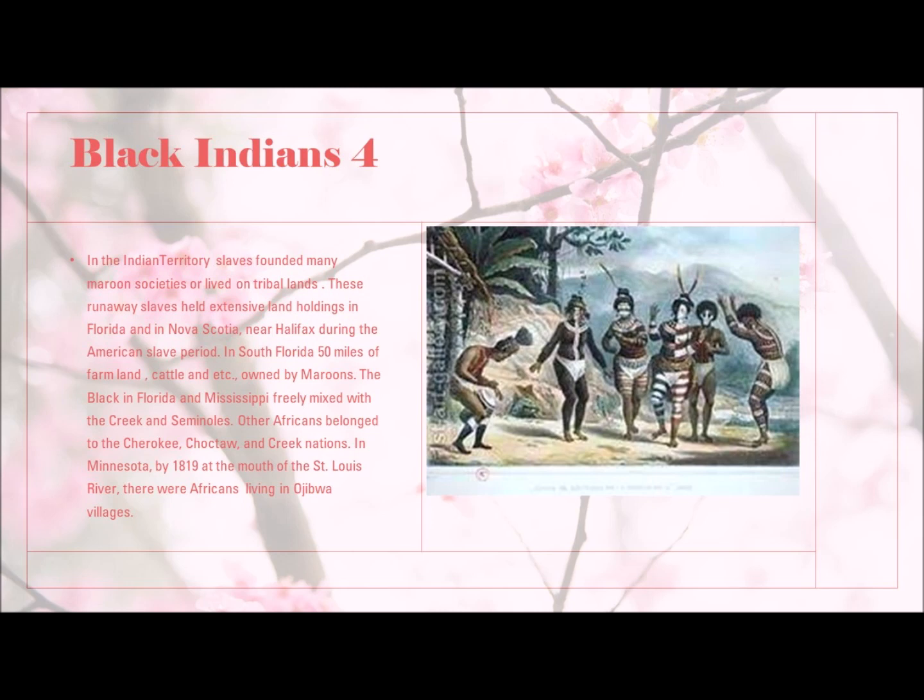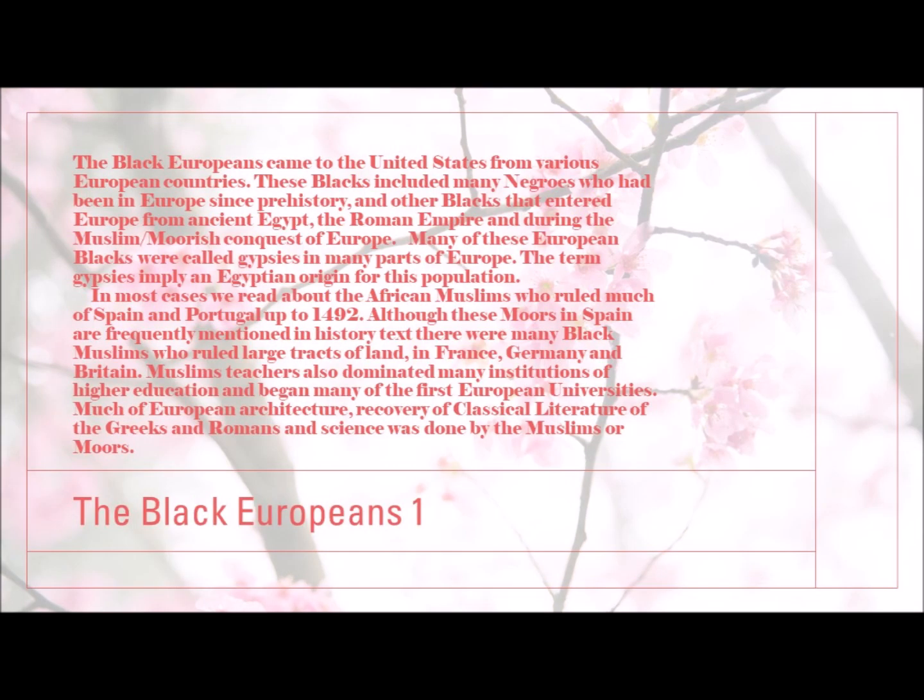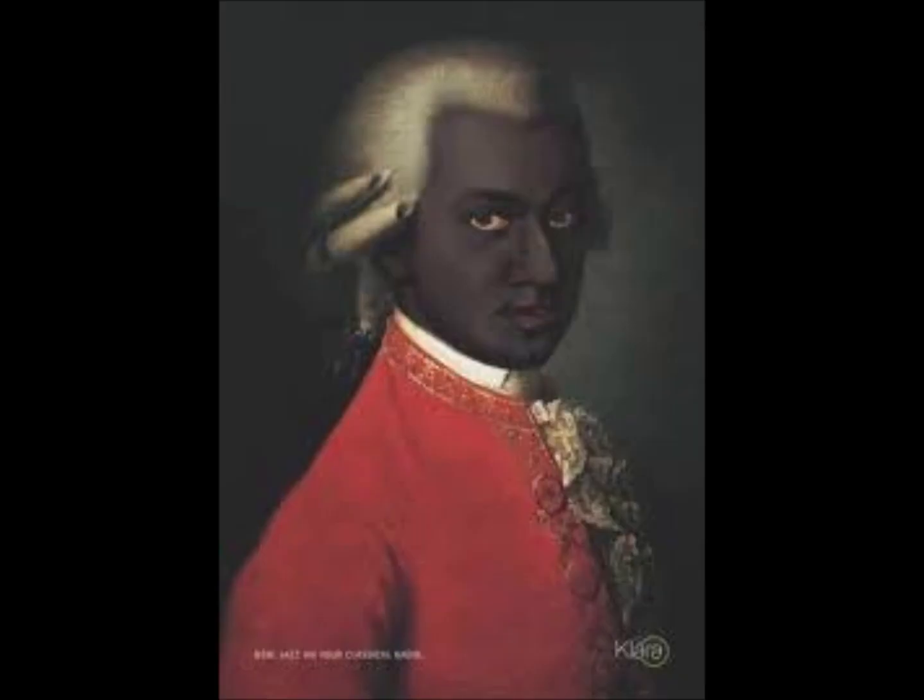These Africans, because they were black, as many of the black Native Americans, they were welcomed into the tribes because these tribes were B1, black first. The black Europeans came to the United States from various European countries. These blacks include the many Negroes who had been in Europe since prehistory and other blacks that entered Europe from ancient Egypt, the Roman Empire, and during the Muslim Moorish conquest of Europe.